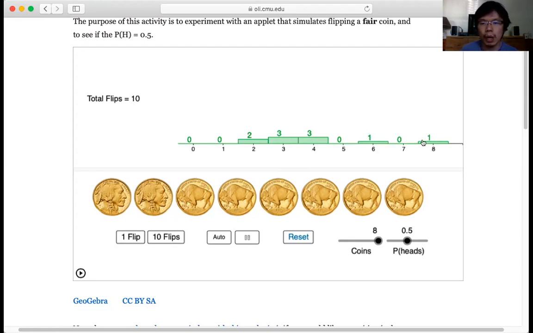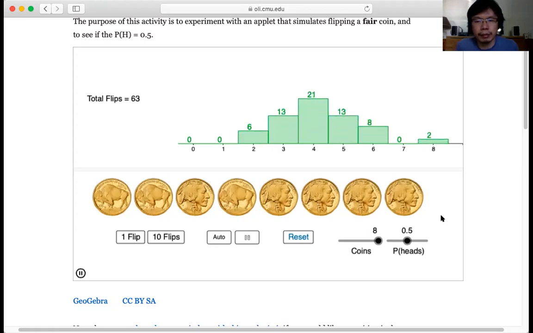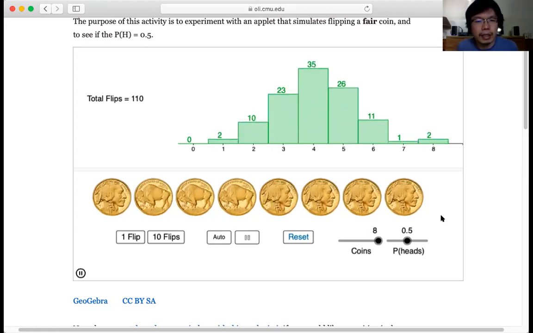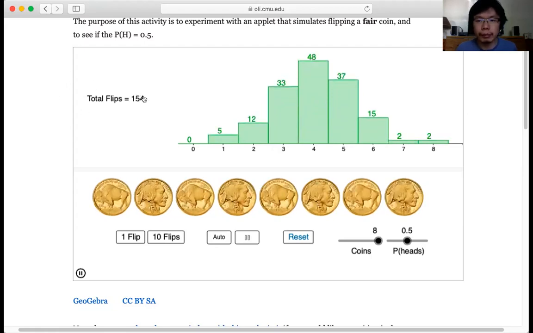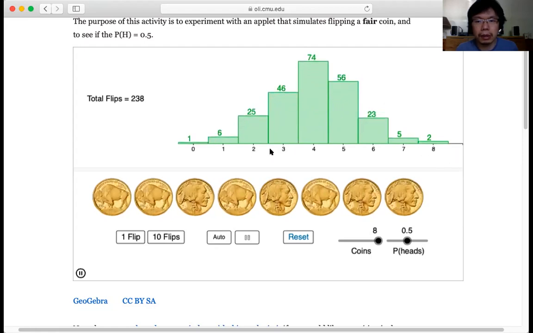So we get, once we have all heads, okay? Once we have 6 heads, 4 times we have 3 heads out of the 10 flips, 3 times out of the 10 flips, we have 3 heads, 2 times we have 2 heads. Now we can do auto, and then you just see the number increases by itself. Okay? So you can see the total flips increase, and so the overall number also increases. So the distribution of the frequency also changes. Okay?